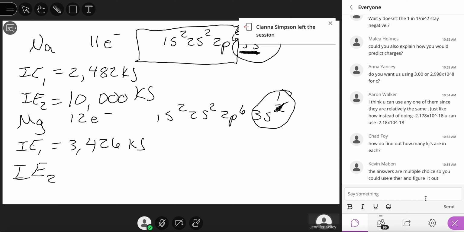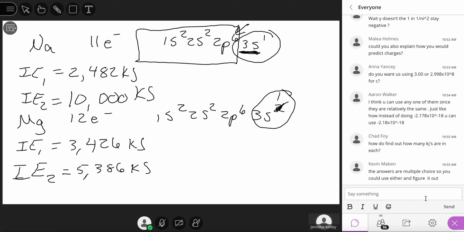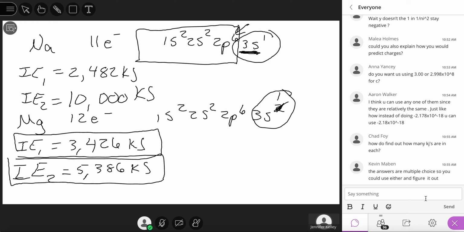So that's not going to be very big. It's going to go up, but not by a whole lot. So it might go to like 5,386. But you see how this and this are kind of close. There's no enormous jump. Let's say we pulled off a third one. I did ionization energy 3. At that point, we've gone into the core. And then you get a jump that's like to maybe 15,000. So every time you see that giant jump, what that's showing you is that you've gone into the core.